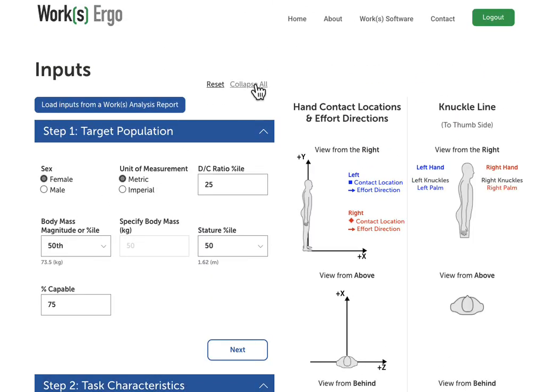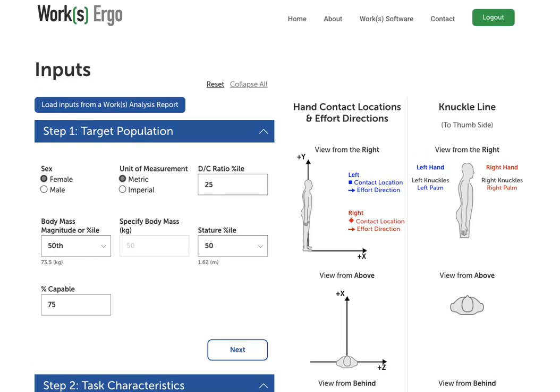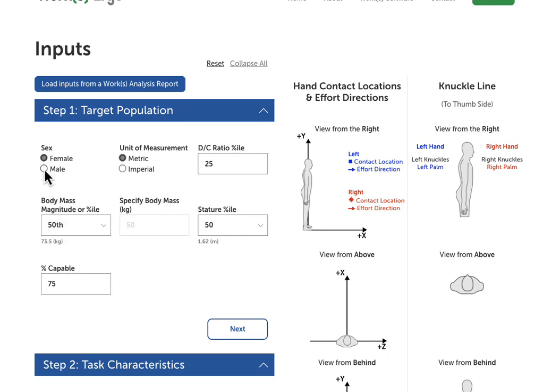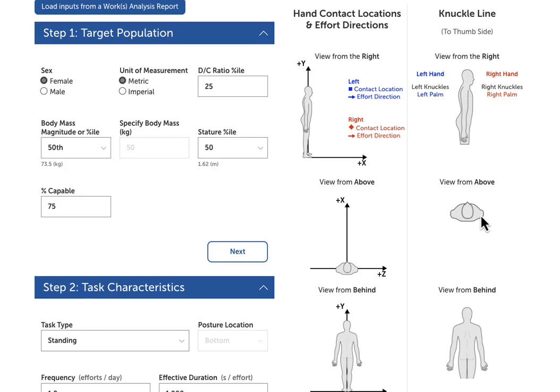For now, I'm just going to expand them all, so we'll have all the inputs at our disposal. So we can pick between male and female mannequin, and you can see the height. This is just a visual representation of how things are going to look once you put in the results. So it just gives you some feedback to make sure that you're putting things in correctly. You can choose between metric and imperial. I'm going to use metric for this example.